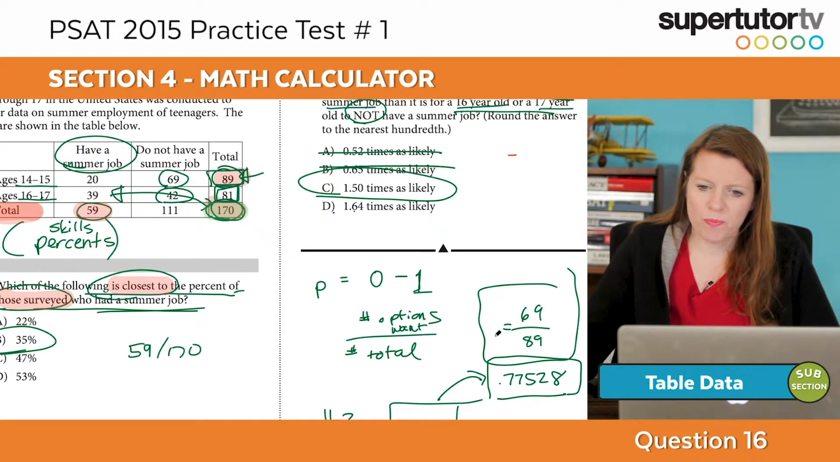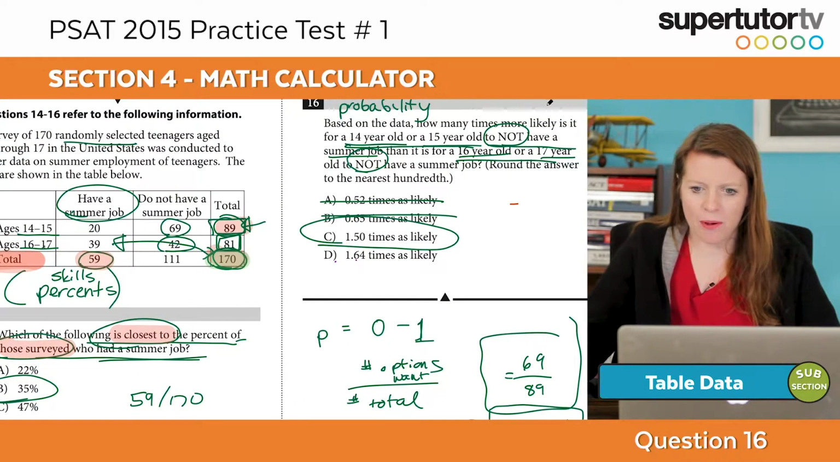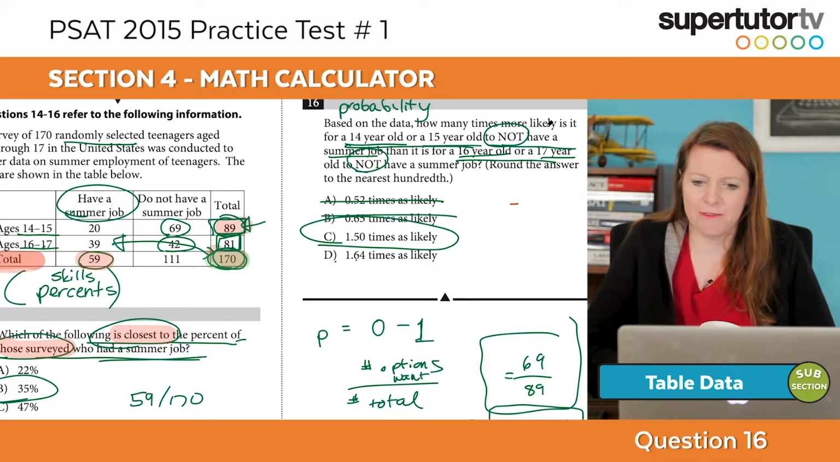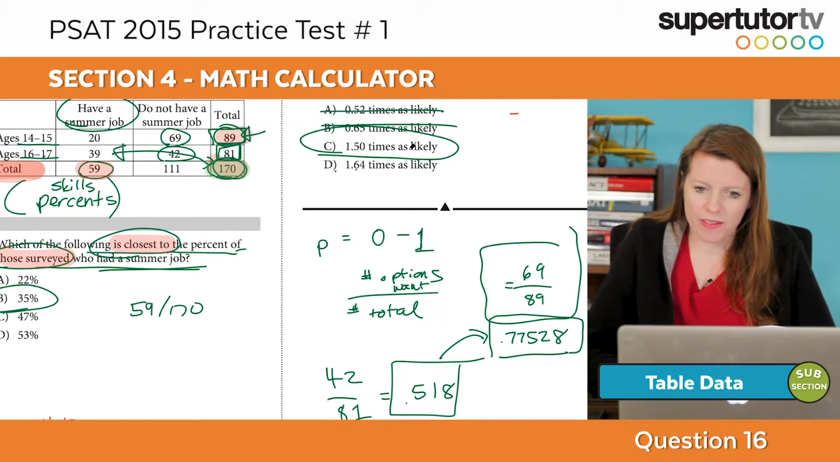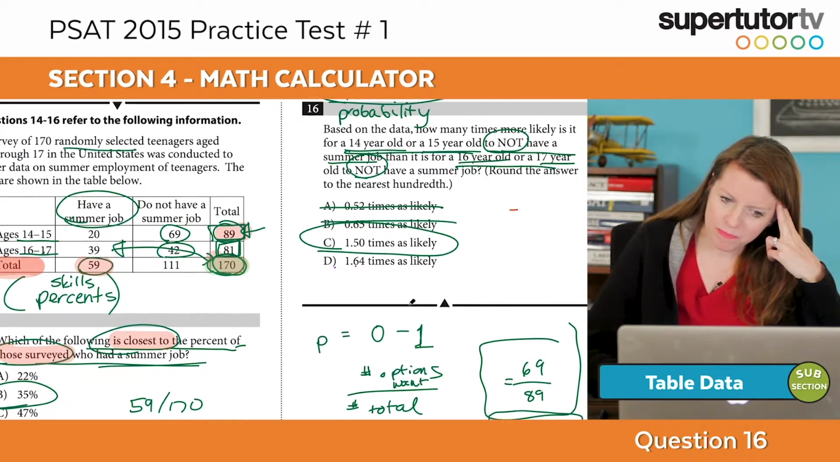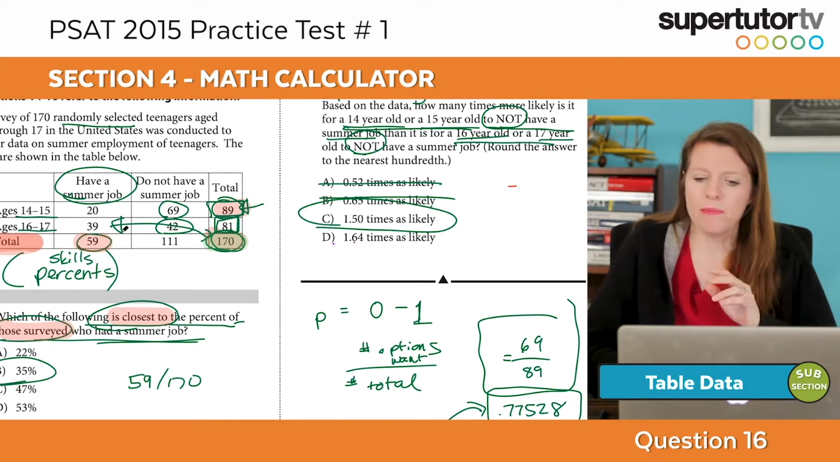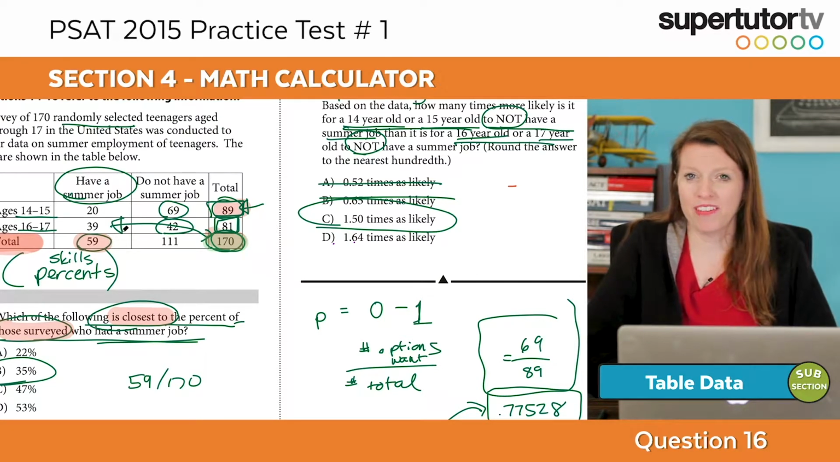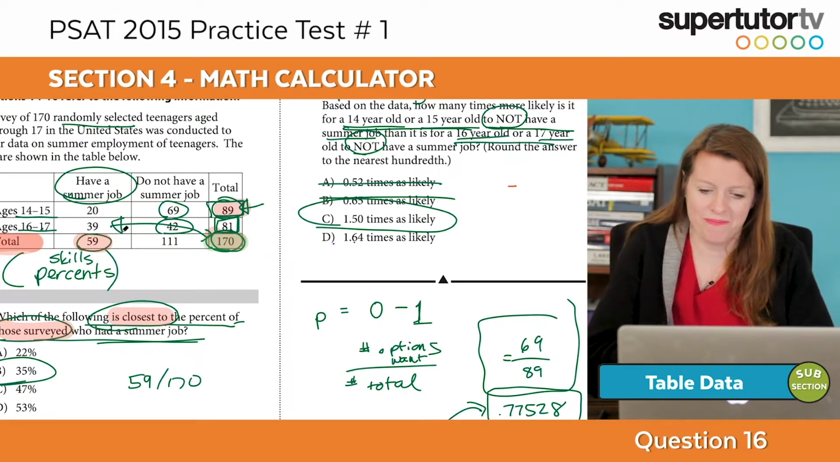Why you could get this wrong? You could get this wrong because you mix up the order down here. You could think it was asking how many more times likely is it for a 16 or 17-year-old to not have a summer job than a 14 or 15-year-old. And then you're dividing the other way, and then maybe you could get A or B. And I don't know where this 1.64 comes from, but maybe it comes from mixing up numbers. Or maybe you calculated the probability of having a summer job versus not having a summer job. Maybe you calculated the wrong one.